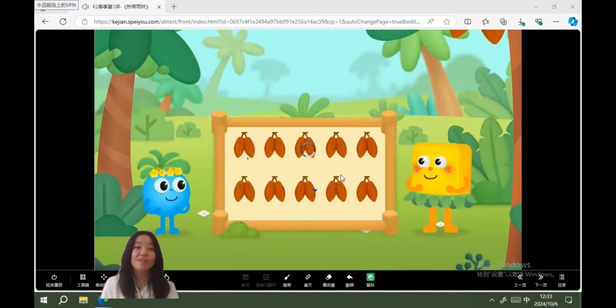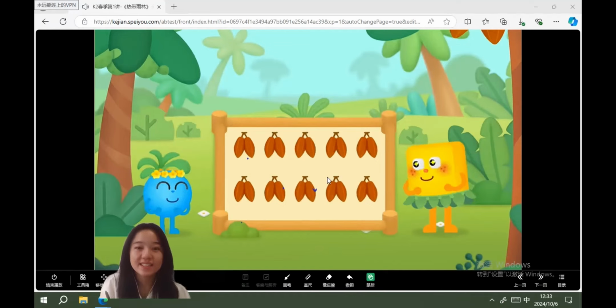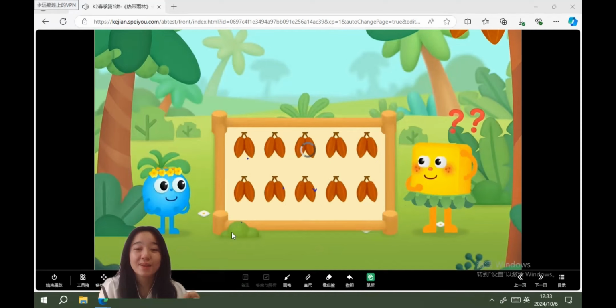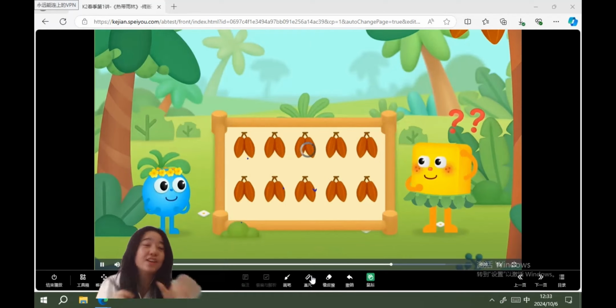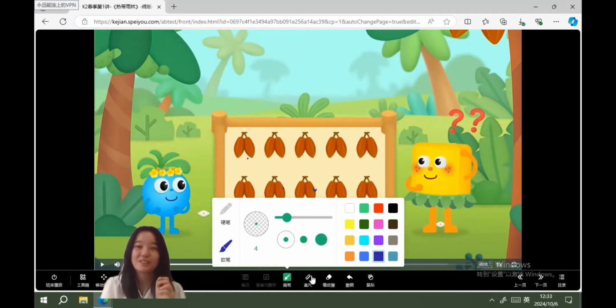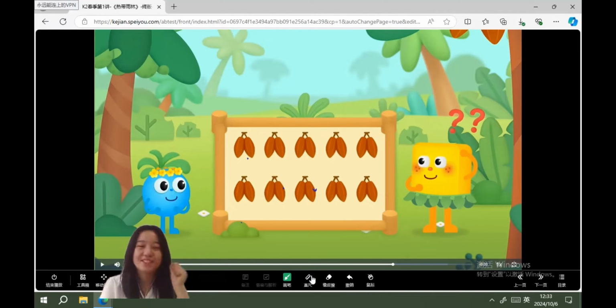Wow, let's see. These are coconut fruit. Please count how many coconut fruit there are. Because they are paired into groups of 2, we just need to count by groups of 2. Let's see it. First, 2, 4, 6, 8, 10. As long as we know the pattern within 10, when it goes beyond 10, we follow the pattern. Like 12, 14, 16, 18, 20.